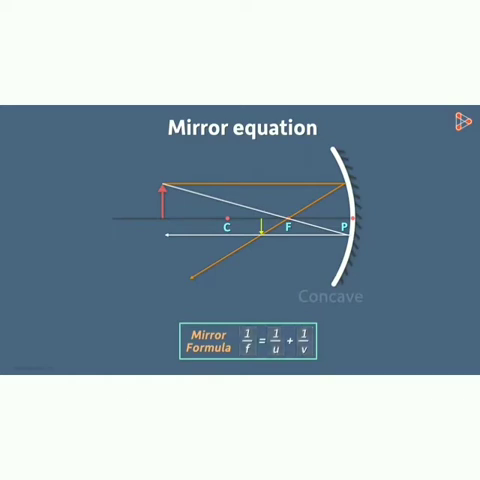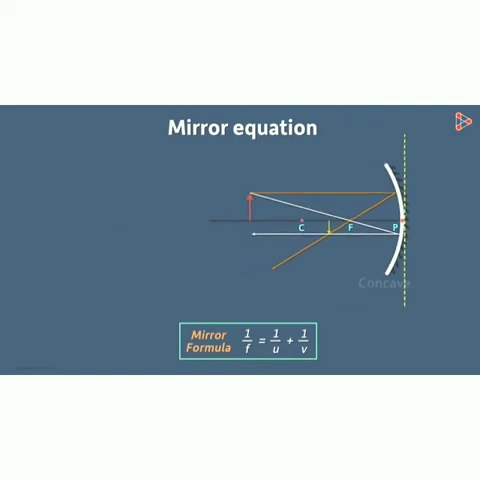What do these three letters F, U and V symbolize? For that, let me draw a tangent to the aperture of the mirror, from which we can measure these distances. These three are nothing but the distances between points. U represents the distance between the object and the mirror, and V represents the distance between the image and the mirror.